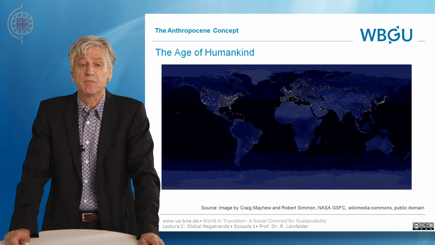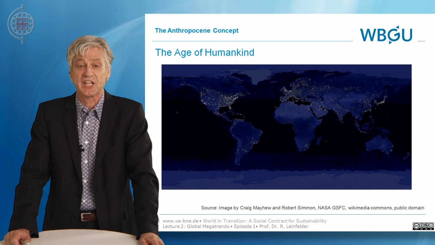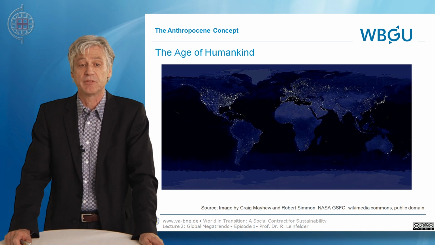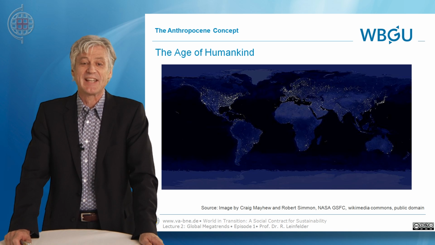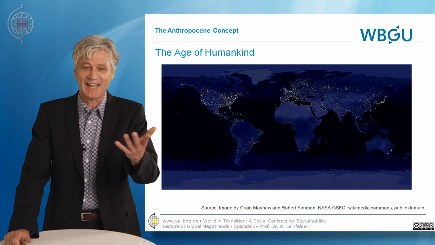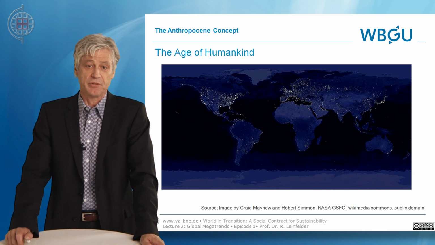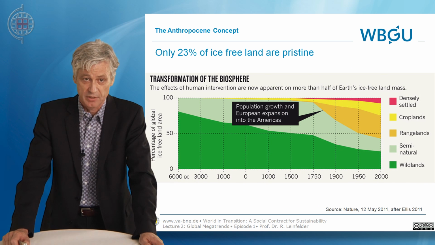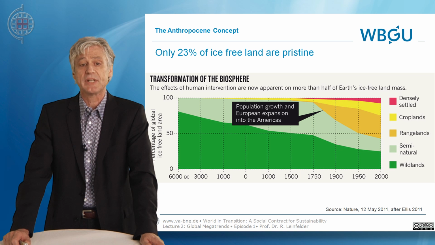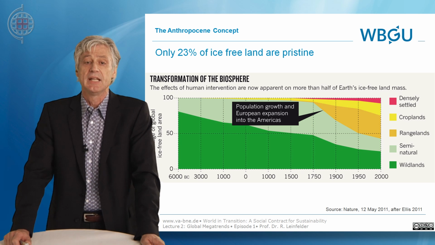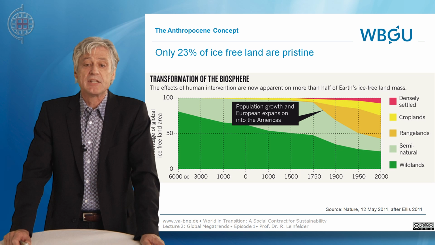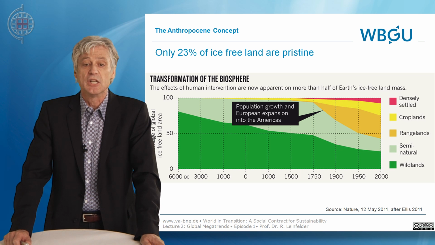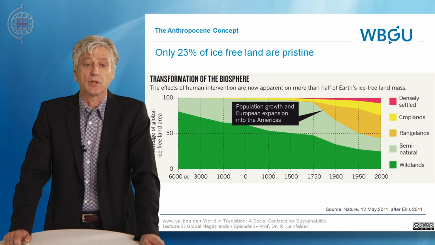This is a name for a suggestion for a new geological age, the age of humankind. And you might be familiar with this image from NASA, where the activity of men across the Earth is highlighted by all these lights across the Earth. But let's come with a couple of figures just to explain this concept. For instance, only 23% of ice-free land is still pristine. That means we used up the land, we use it now, or we have used it, so it might be degraded. So wildlands really are not much left.